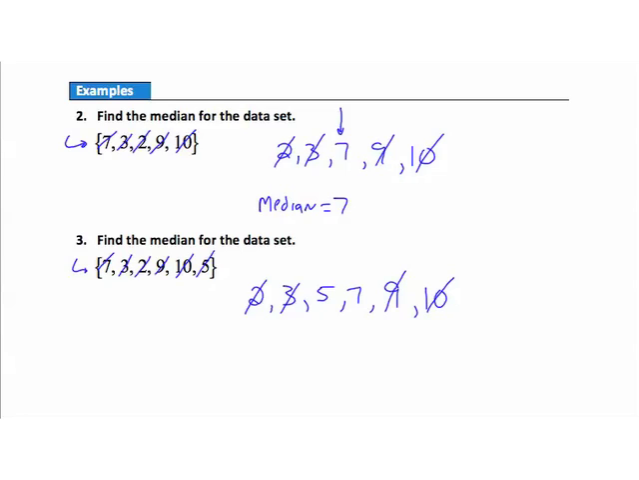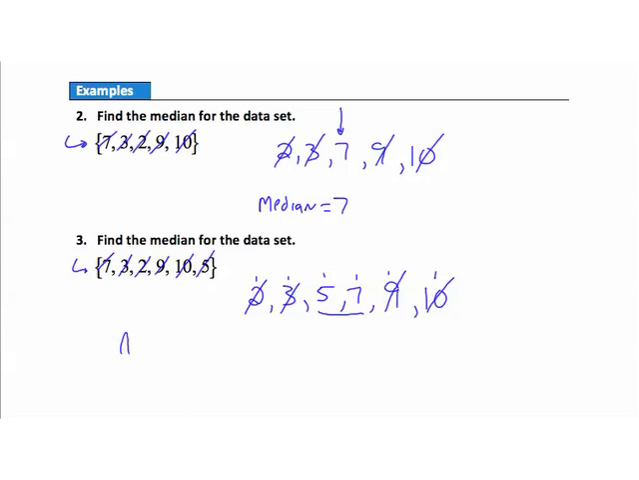You can see that we have 2 numbers in the middle of our data set, and this happens anytime that we have an even number of data. You'll notice here we had 1, 2, 3, 4, 5, 6 pieces of data, an even number. When we have an even number, we're always going to end up with 2 numbers in the middle. So when we end up with 2 numbers in the middle, the way that we calculate the median is we take the average of these 2 numbers.